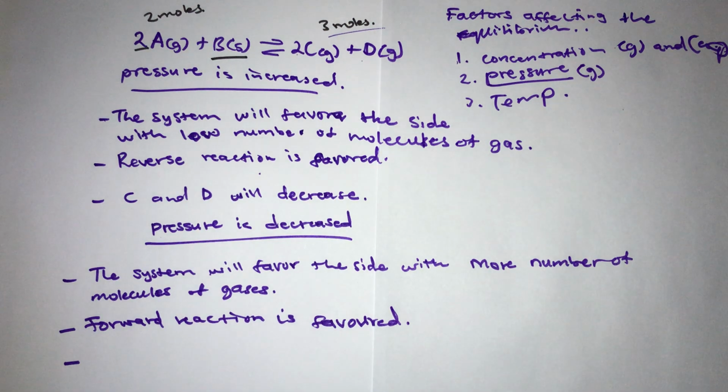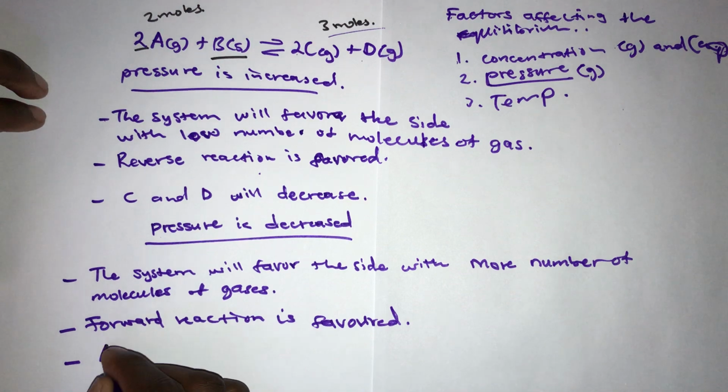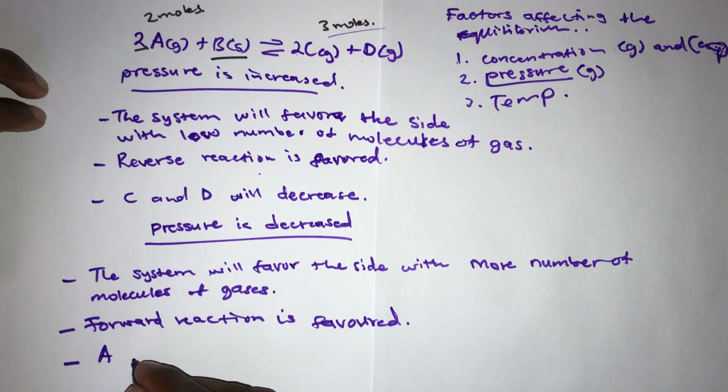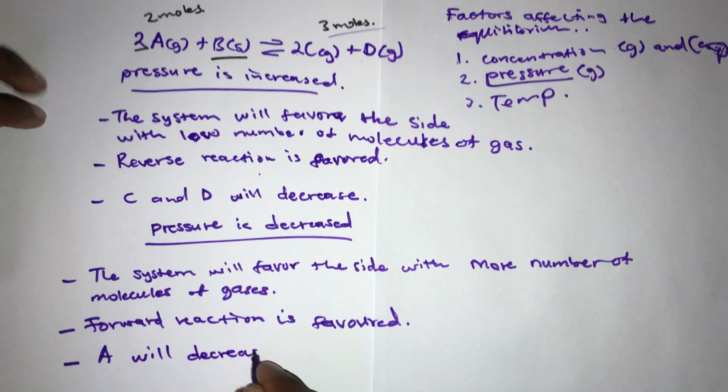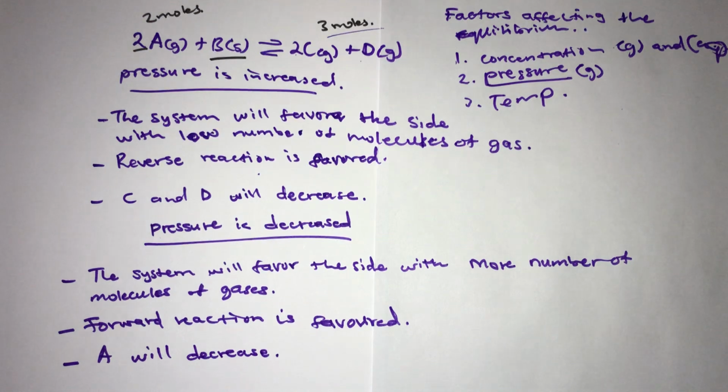By saying that, it means that since you are favoring the forward direction, now what's going to happen to the reactants? A will decrease. So this is pressure. When we decrease the pressure, number one, the system will favor the side with more number of molecules. Number two, the forward direction will be favored. And number three, A is going to decrease, just like that.